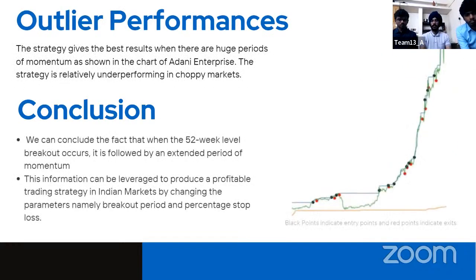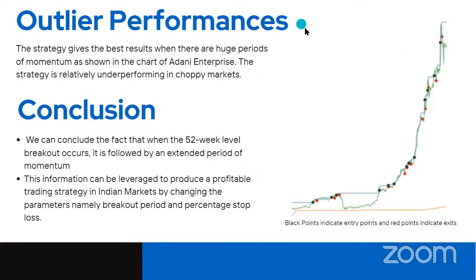Finally, just to conclude, as we're short of time, we conclude that when the 52-week level breaks out, this is obviously a significant thing because it's in 52 weeks, and we expect there's going to be an extended period of momentum after that. That is our final conclusion. This information we can leverage to produce a profitable trading strategy in the Indian markets. We ran short of time, which is why I had to hurry. Thanks, guys.